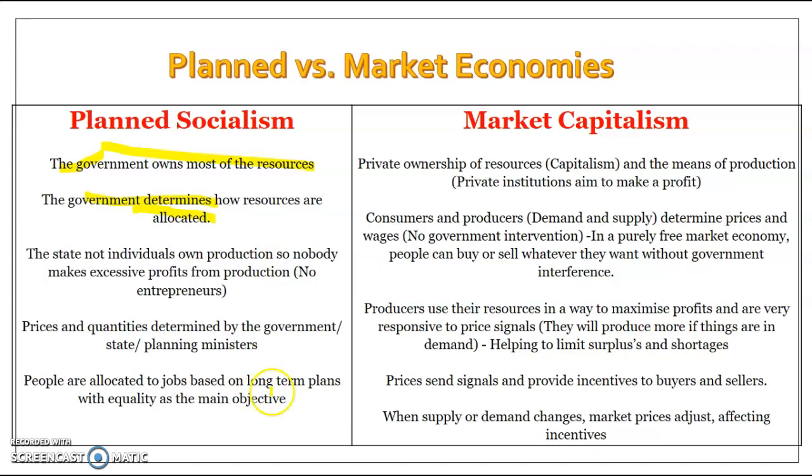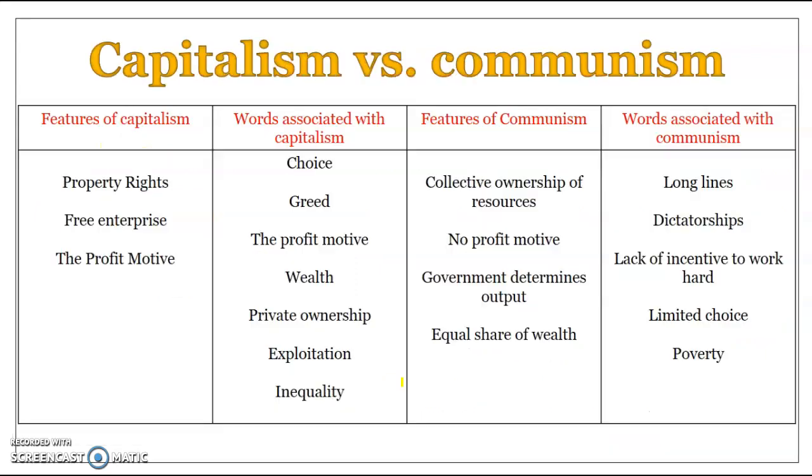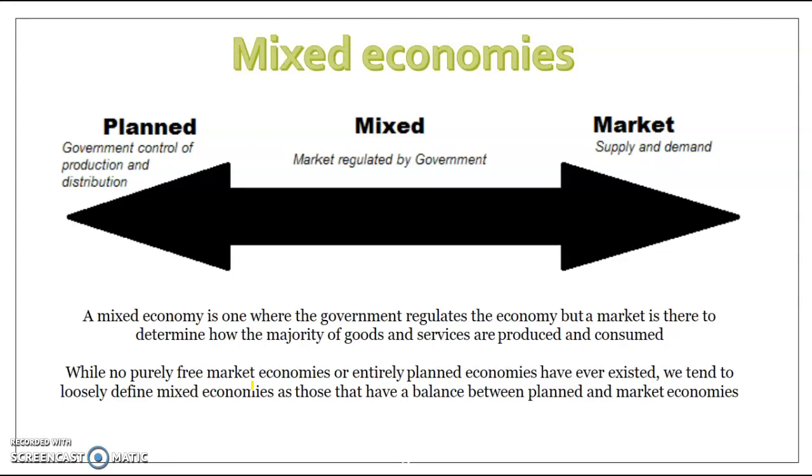Market capitalism, private ownership of resources, private ownership of the means of production. Consumers and producers determine what is produced, and people are free to produce what they want. The producers use their resources to maximize profits. When prices go up, that sends a signal for producers to produce more. And when prices go down, that's a signal to perhaps shift resources away from that industry. Okay, so capitalism, I won't go into that in too much detail, but there are some characteristics we'll talk about in later slides. Mixed economies is a bit of a mix of both.